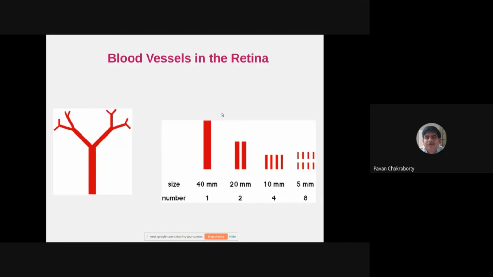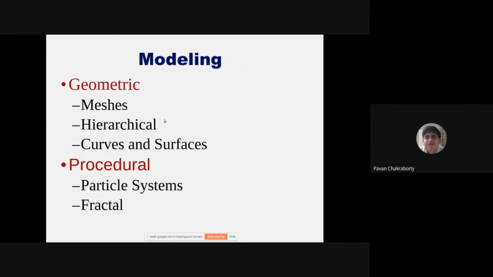So this is the type of structure. You will see that it occupies less surface area and it spreads over a larger volume where it can transmit the blood or oxygen or food to the light sensitive cells of the retina. So in geometric modeling, there is a mesh, hierarchical, curvature, and procedural modeling. There is a particle system and a fractal.